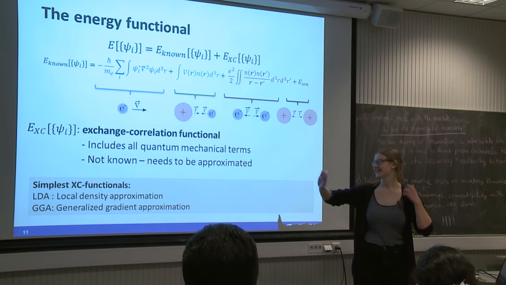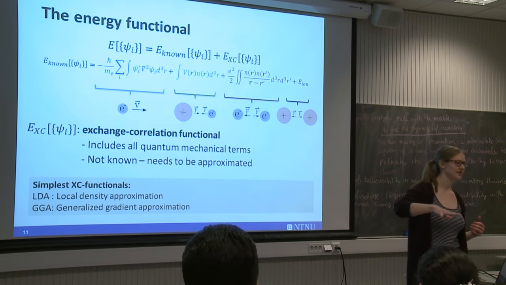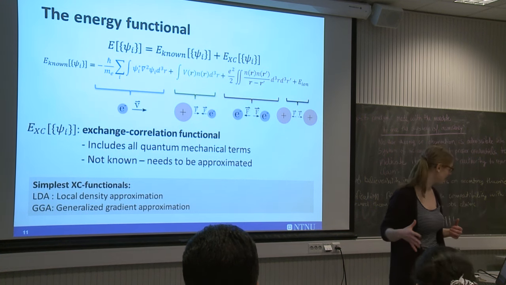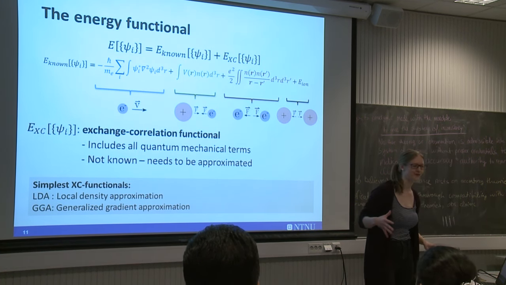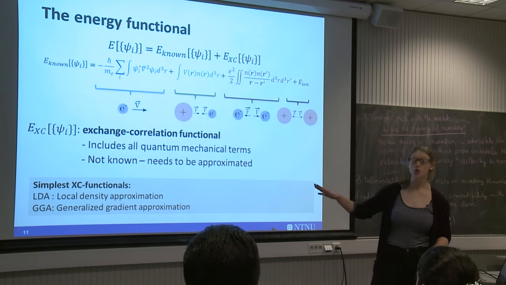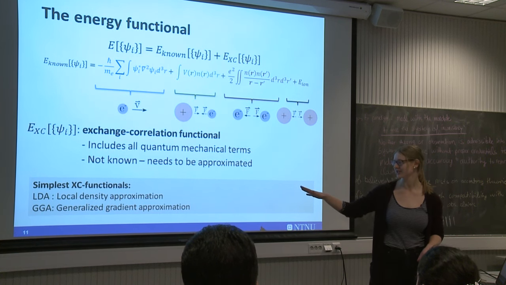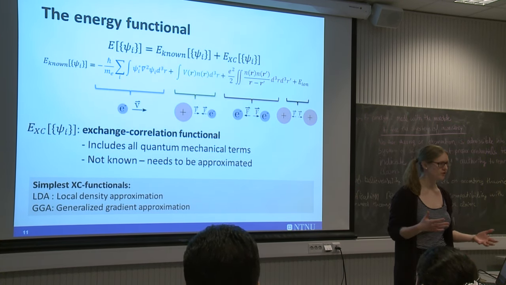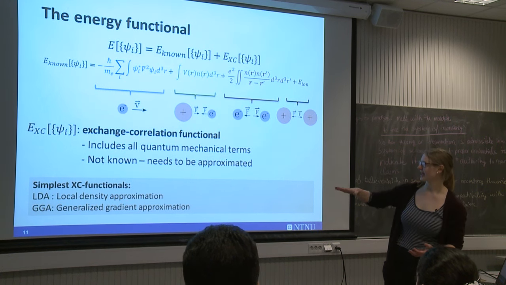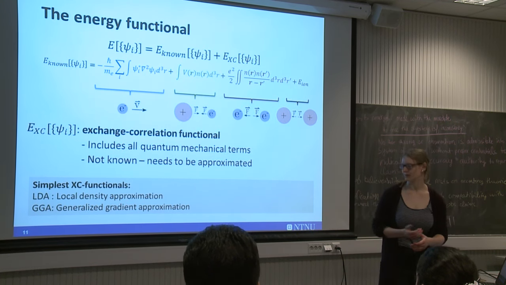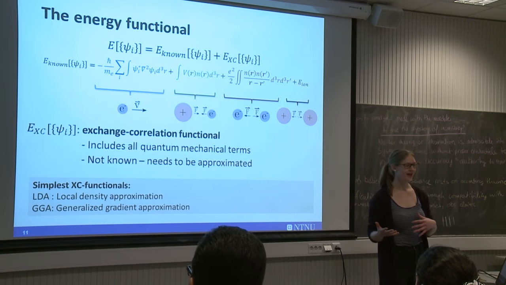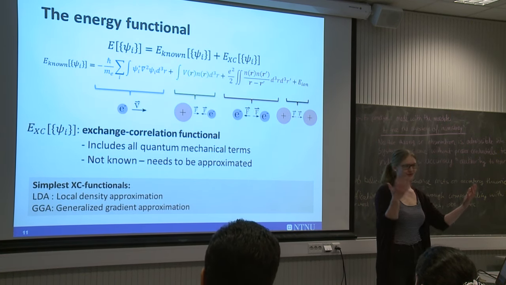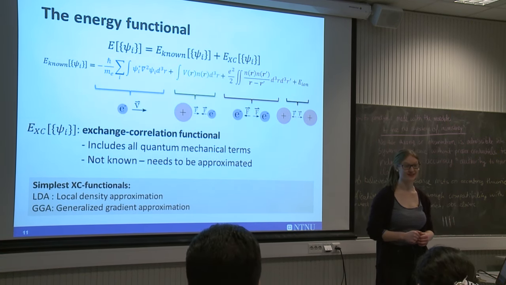So the simplest exchange correlation functional that you will stumble upon in DFT is called the local density approximation. That's the LDA, which only bases itself on local electron density. And then the generalized gradient approximation, which also takes into account the gradient of the electron density.